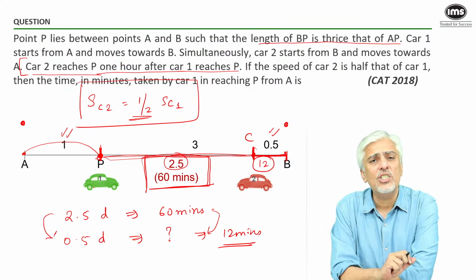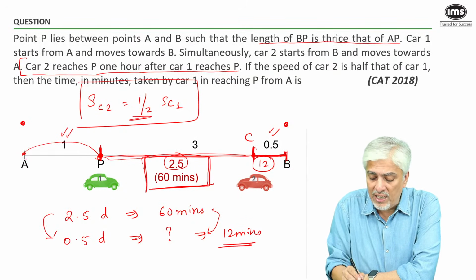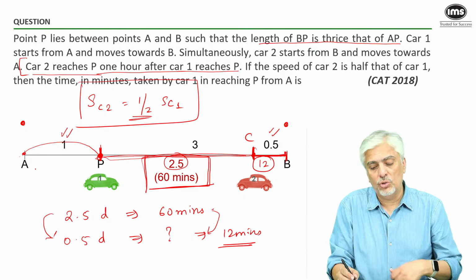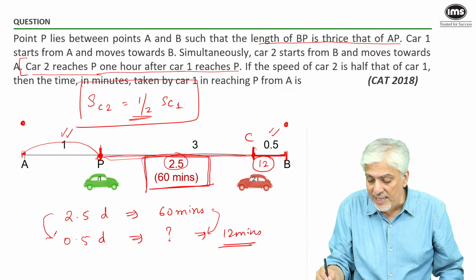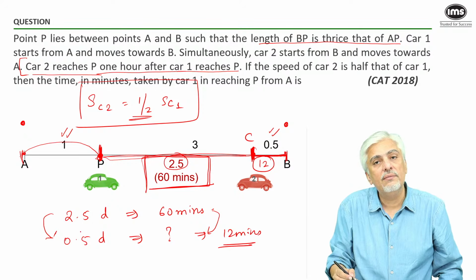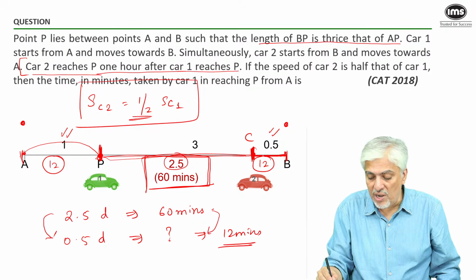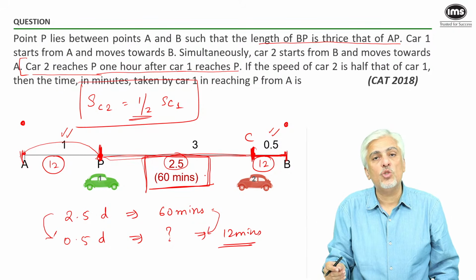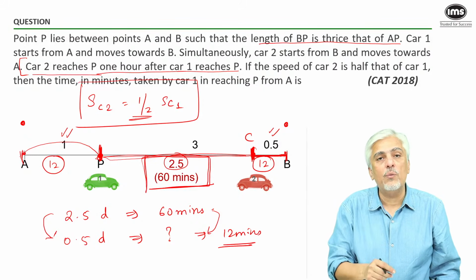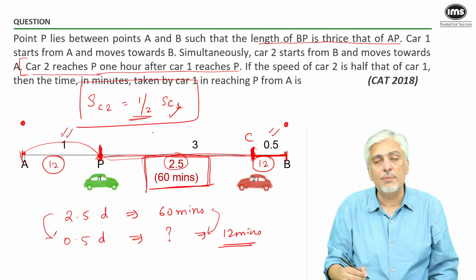And let's read what was asked in the question. Find the time in minutes taken by car 1 to reach P. By the time car 2 had reached point C, car 1 had reached point P. So that answer is also 12 minutes. Or in other words, if car 2 takes 12 minutes for 0.5, car 1 will take 12 minutes for 1, because car 1's speed is double.